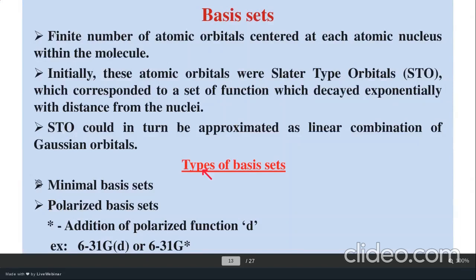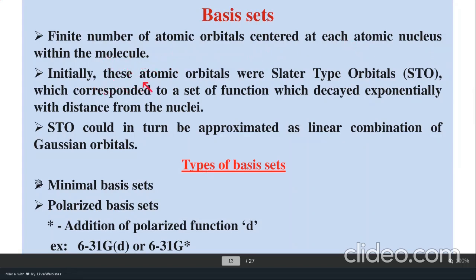Here are some basis sets. Without using a basis set, we cannot run our program. We cannot run the DFT method. So the basis set is the main thing in this theory. So what are basis sets? A finite number of atomic orbitals centered at each atomic nucleus within the molecule.